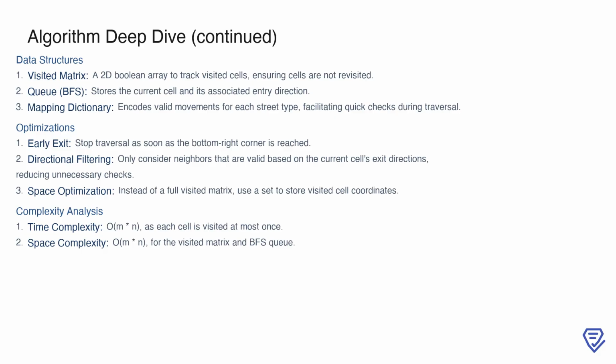From a complexity perspective, the algorithm's time complexity is O(m*n), as each cell is visited at most once. Similarly, the space complexity is O(m*n), accounting for the visited matrix and BFS queue. These optimizations ensure the solution is both efficient and scalable for larger grids.